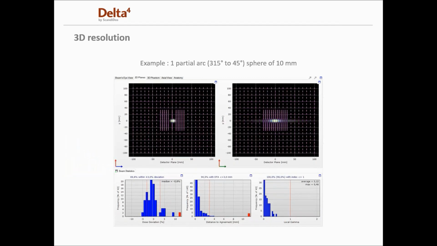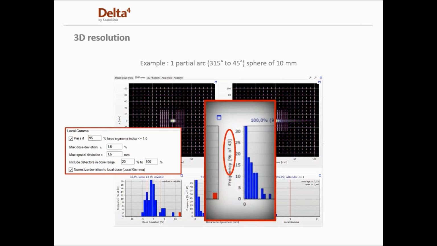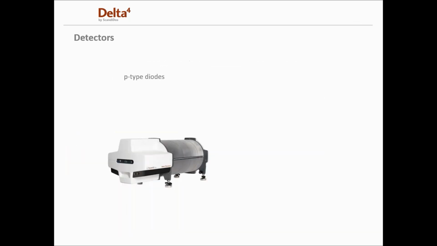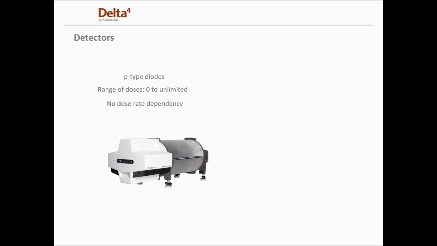A second example now, this time with a very small volume irradiated. This is a sphere of 10 millimeters. Here we proceeded to a merge of two acquisitions. With this extremely small field, we still have more than 40 diodes in the volume of interest. And a short reminder on the diodes that are used in Delta4. The volume of detection is really a pinpoint. Moreover, there is no limitation in terms of dose or of dose rate.